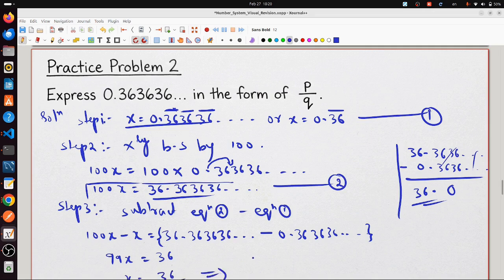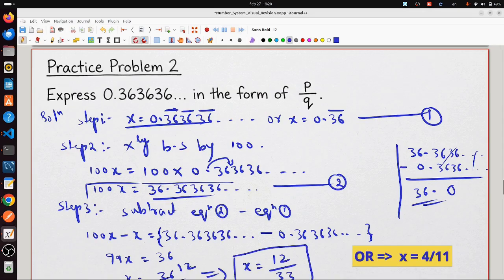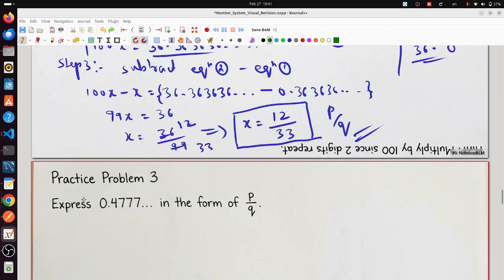If you solve further, dividing by 3, then 3, we'll get the x value equal to 12 by 33, right? 12 by 33. This is a fraction, in the form of p by q. Now let's quickly move on to the next question.